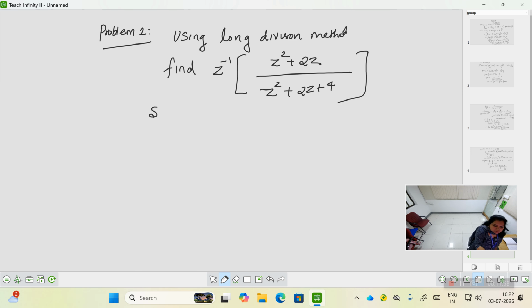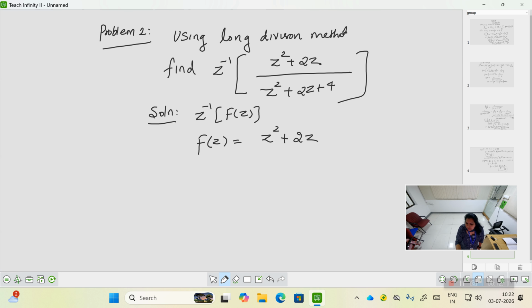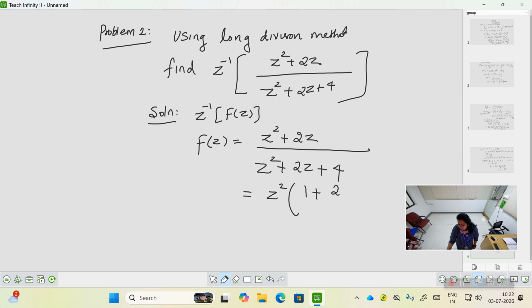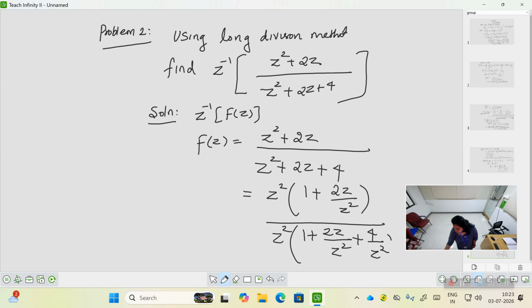So how will you do the solution? Take this as f of z. So z inverse of f of z only. That is the meaning. So f of z is what? z square plus 2z divided by z square plus 2z plus 4. So we have to take the highest power outside. z square into 1 plus 2z by z square. Here also z square, take it out. 1 plus 2z by z square plus 4 by z square. So terms will get cancelled, cancel the term.